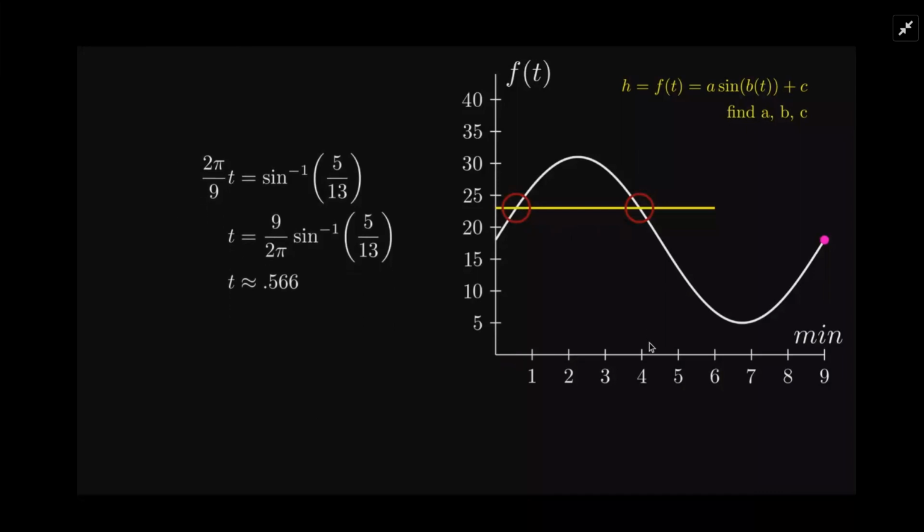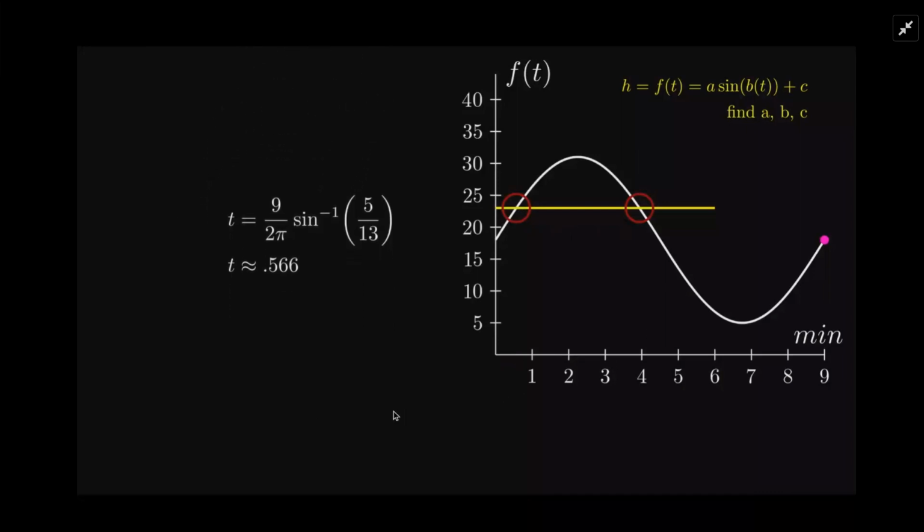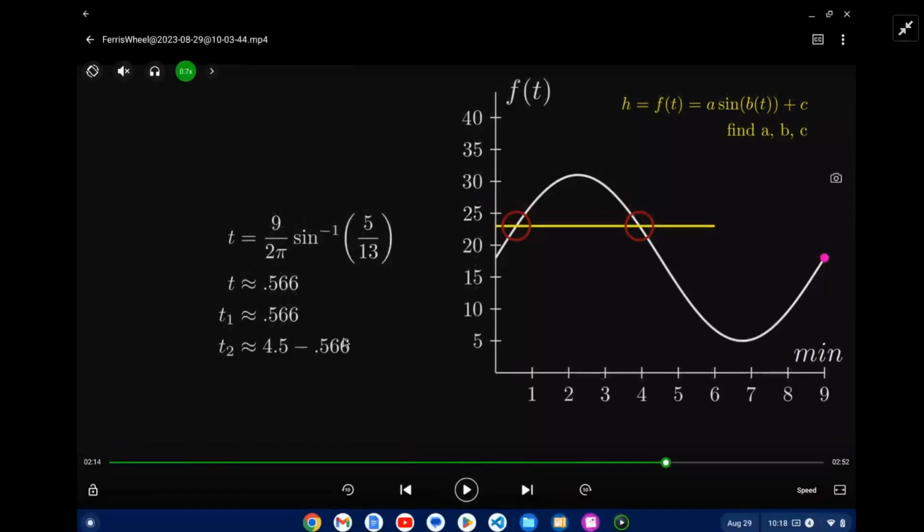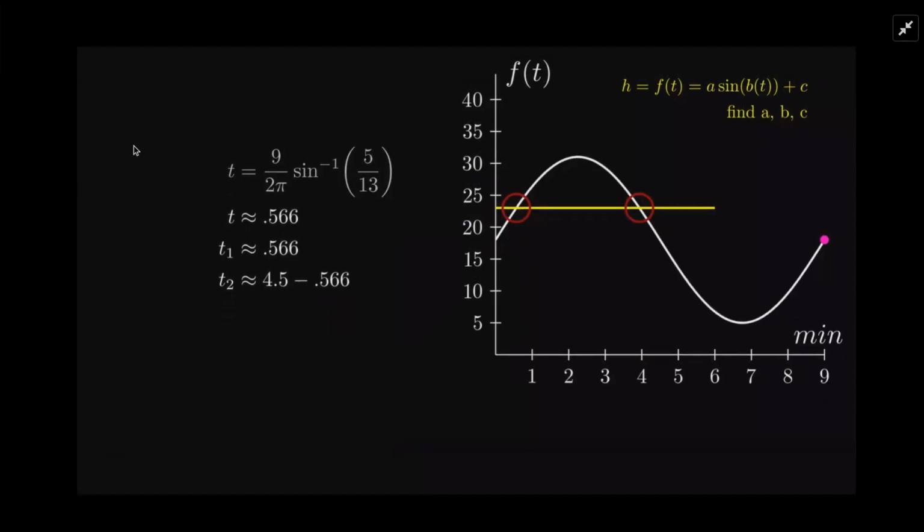Okay, now the second one, let's think about the second one. First one is there. The second one is here. Okay. So the second one is this much time, 0.566, short of a half rotation. Okay. So it does a half rotation in 4.5 minutes. So we're this much short of 4.5 minutes. Now we have our 2 times. We should be good. We just get the difference of those, and that's our total, above 23.